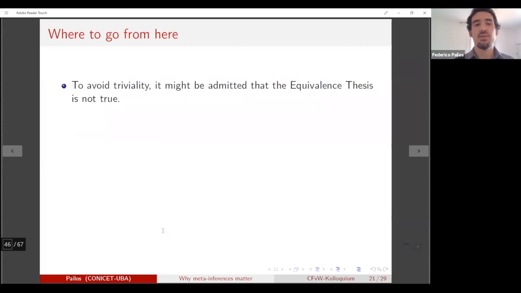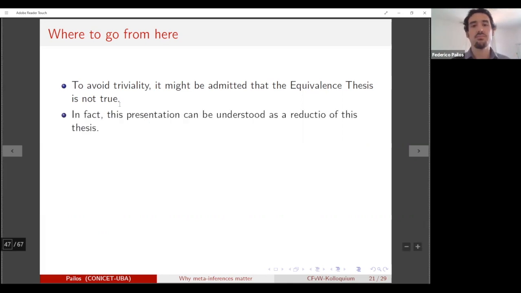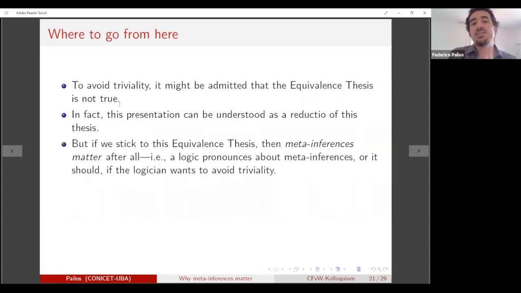Okay. So to avoid triviality, one obvious move is to admit that the equivalent thesis is not true after all. In fact, I don't think that the equivalent thesis is true after all. So this presentation can be understood as a reductio of that thesis. But if we stick to the equivalent thesis, which I repeat, I think is a pretty standard and moreover a pretty intuitive position, then meta-inferences matter after all if we want to avoid triviality.